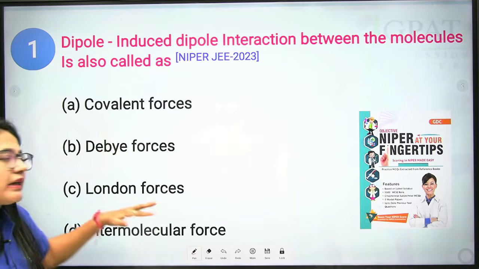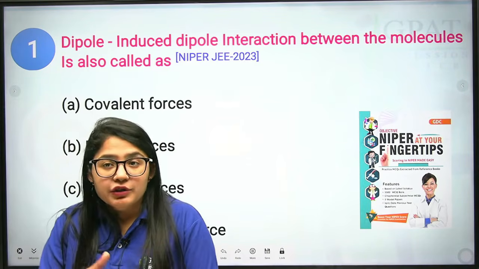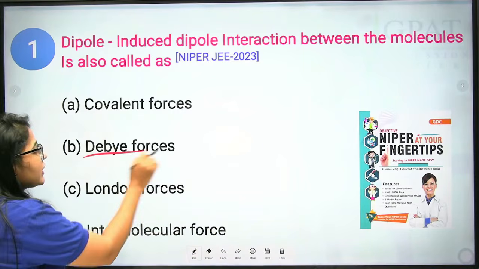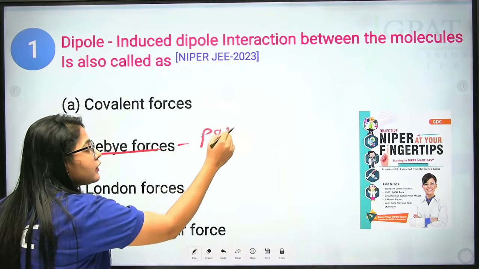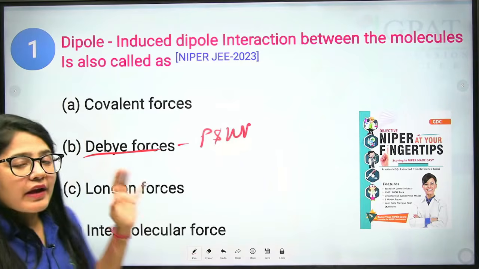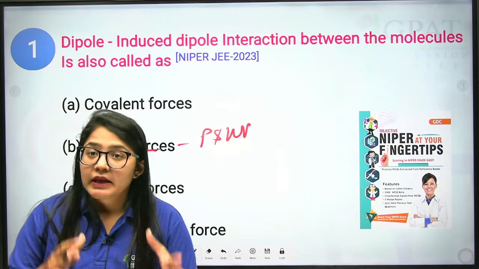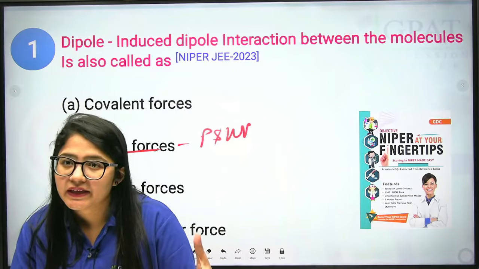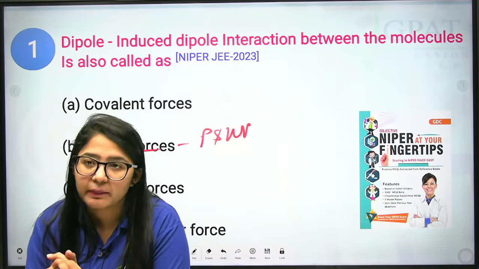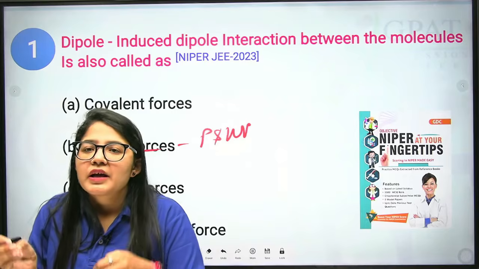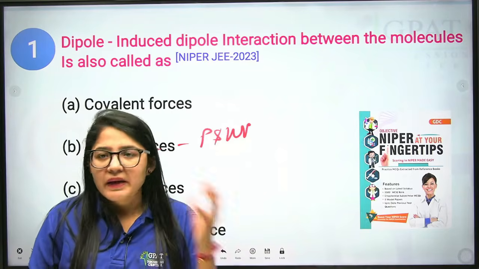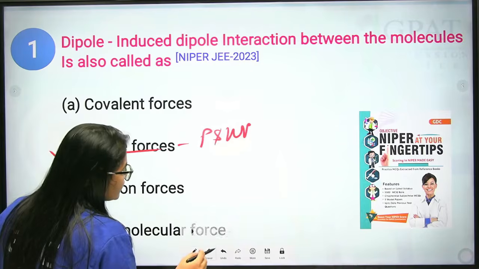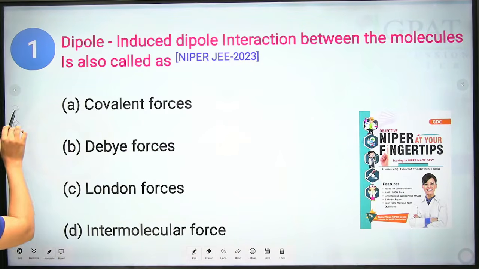Next we have the London forces. This is the attraction between two non-polar molecules, but our Debye force is the attraction between polar as well as non-polar molecules. Next we have intermolecular forces. This is a broad category, not a specific name. So dipole-induced dipole is one type under it, but not the exact name. So the correct answer will be Debye forces. Clear? Okay, fine.